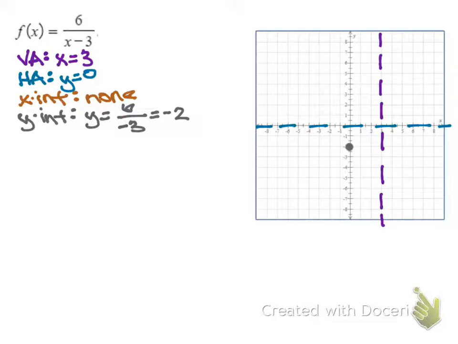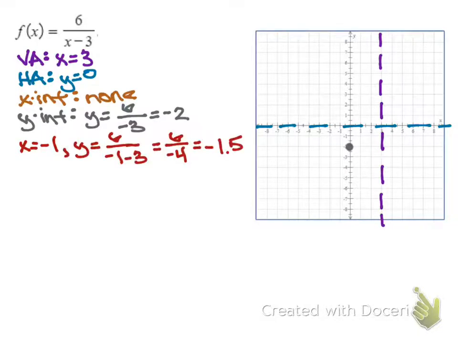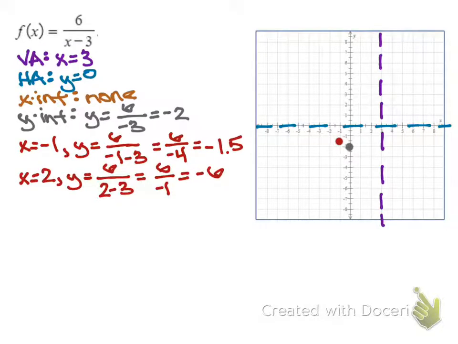For our first point, let's go on either side of the y-intercept. So let's see what happens when x is negative 1. When x is negative 1, y is negative 1.5. So I'm getting pretty close there. Instead of x equals 1, let's try x equals 2 next. Get a little closer to that asymptote there. So there we get that if x is 2, y is negative 6. So I'll plot a point there.